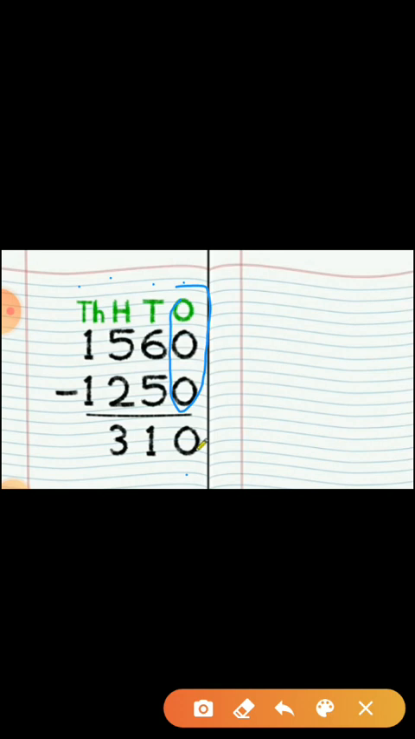Now come to the tens place, subtract 5 from 6, the answer is 1. Now subtract 2 minus 5, the answer is 3. Now subtract the thousands. 1 minus 1 is 0. How many trees are left in the jungle? 310.